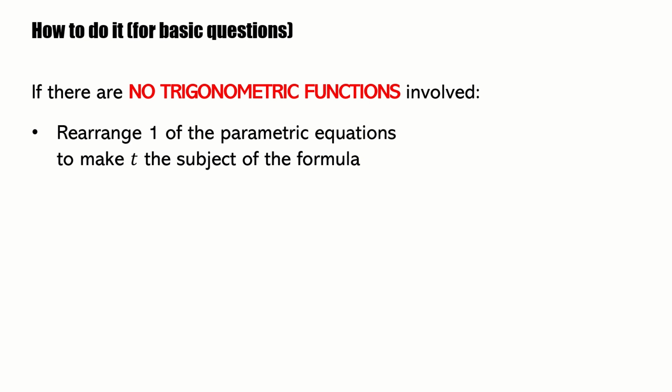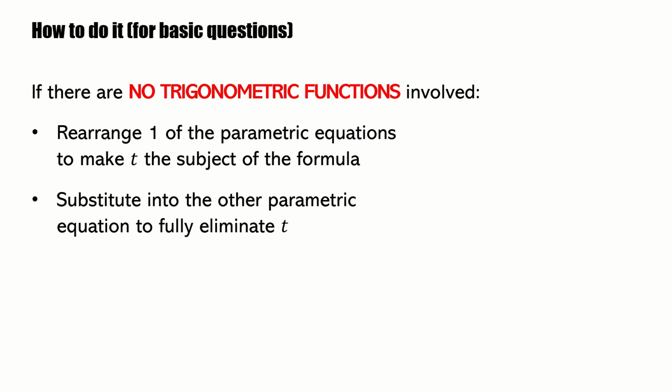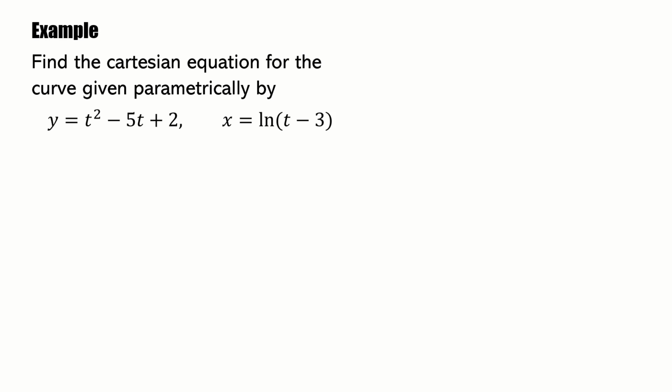All you have to do a lot of the time is rearrange one of the two parametric equations to make t the subject of the formula, and then use that to eliminate that t that's appearing in the other formula. And once you've done that, boom, it's only in terms of x and y now, so you've got a Cartesian equation. Brilliant. So, putting that into practice, here's an example.